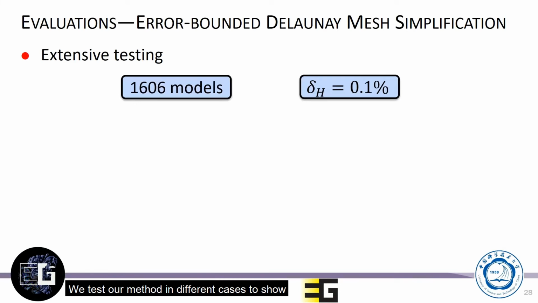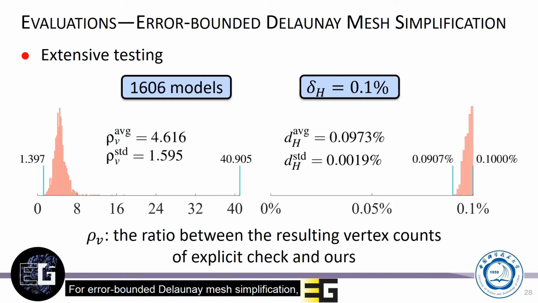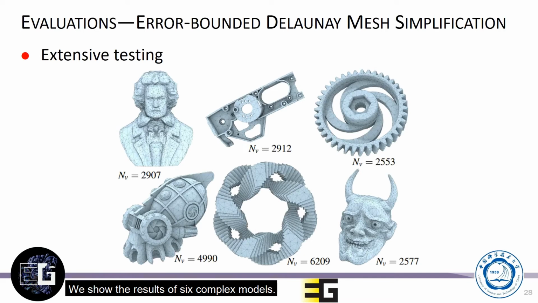We test our method in different cases to show its efficiency and robustness. We run our algorithms on a dataset containing 1,606 models. For error-bounded Delaunay mesh simplification, we set the Hausdorff distance bound as 0.1%. Our method successfully constructs Delaunay meshes satisfying the error-bounded constraints for our models. We show the results of 6 complex models. As demonstrated, sharp features are preserved with sufficiently small Hausdorff distance bounds.